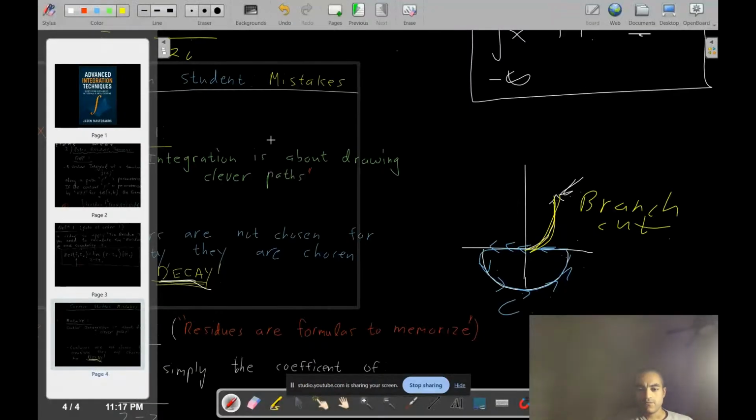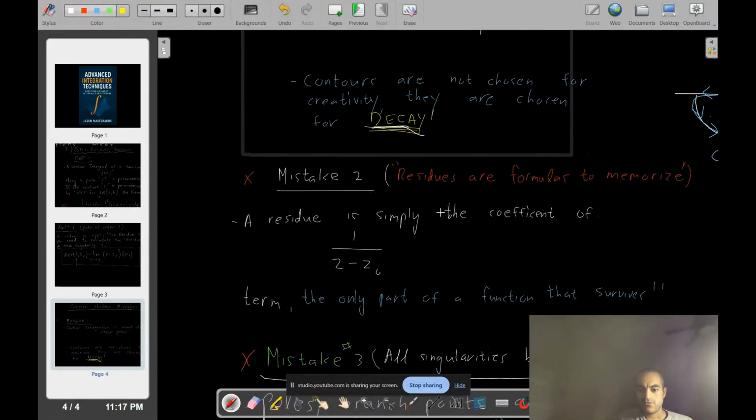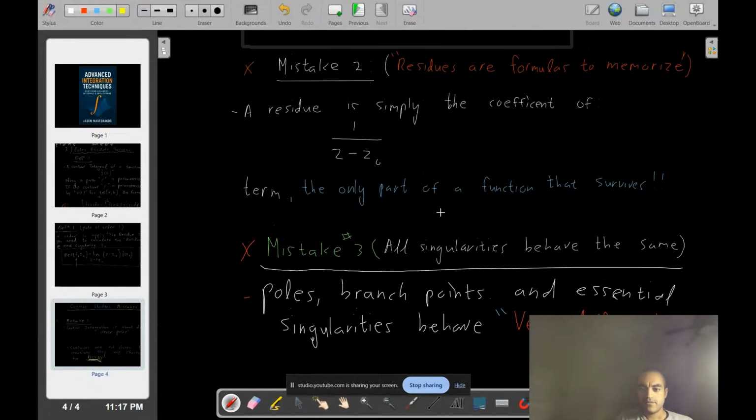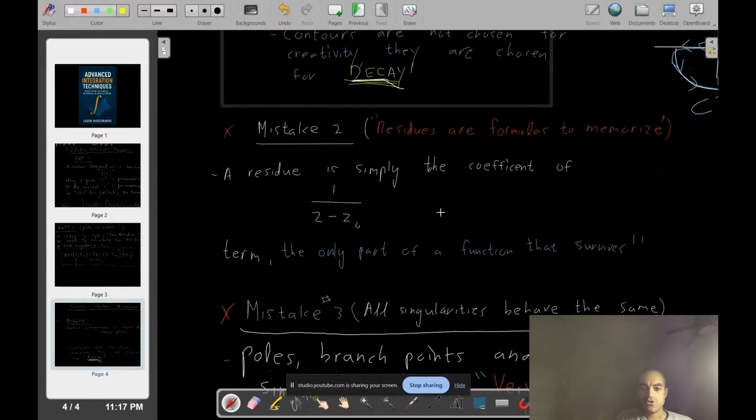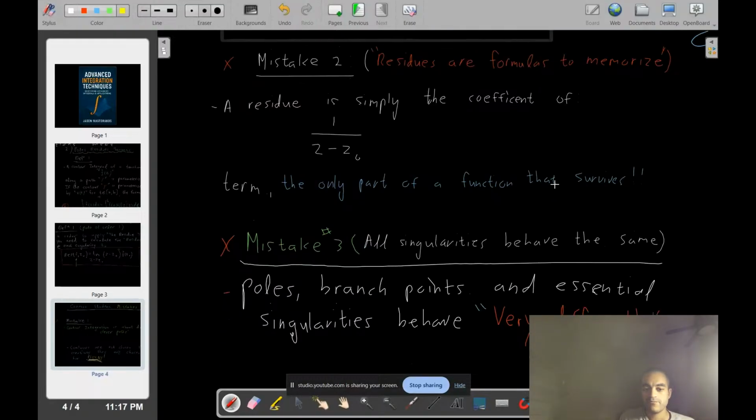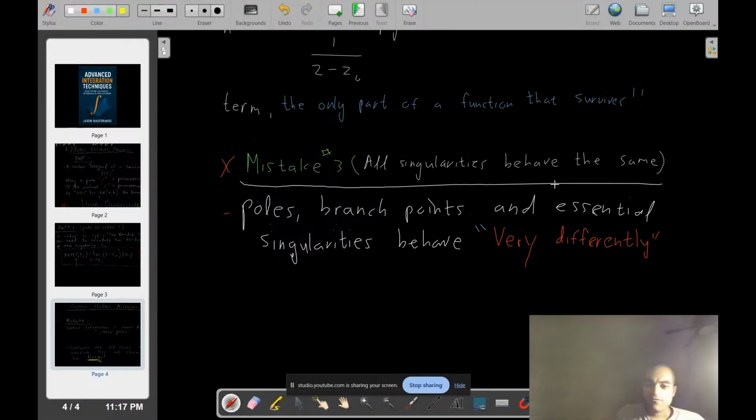Okay, so yes, the branch cuts. All right, so that's the first thing. Mistake number 2 is that a residue is simply the coefficient of 1 over z minus z0. That's what a residue is, right? So residues aren't formulas to memorize. They're just the coefficient of 1 over z minus z0. As I keep mentioning, that's very important for residues. And then we have mistake number 3.